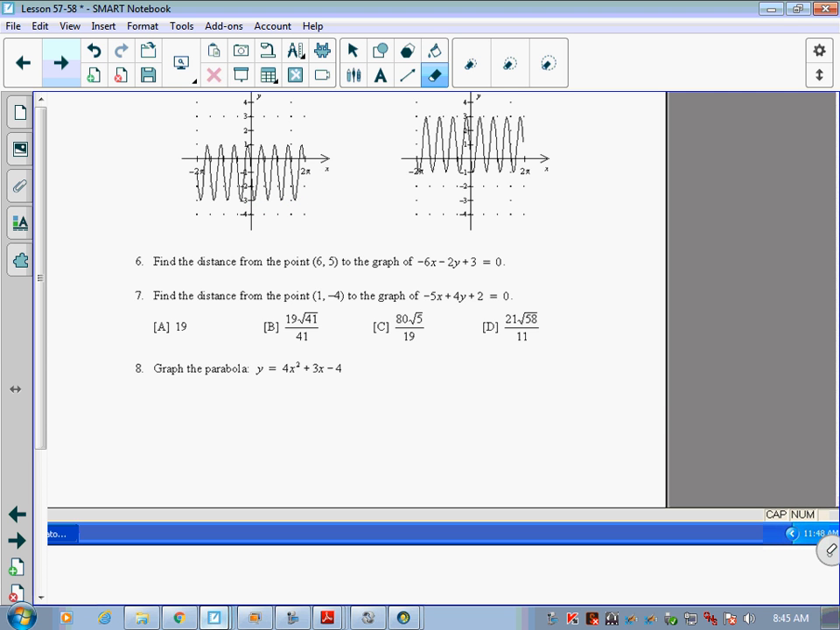Now, this is where we switch from lesson 57 to lesson 58. This stuff I think is a little bit easier. It says the distance from a point to a line. We want to find the distance from the point (6,5) to the graph of -6x minus 2y plus 3 equals 0. It does involve several steps. And then you've got another one for 7. And then 8's graphing a parabola. So kind of go through this, and then 9 we'll get back into some other things.